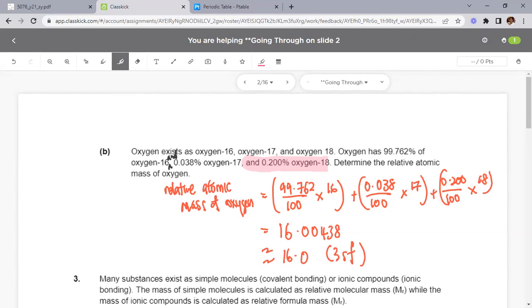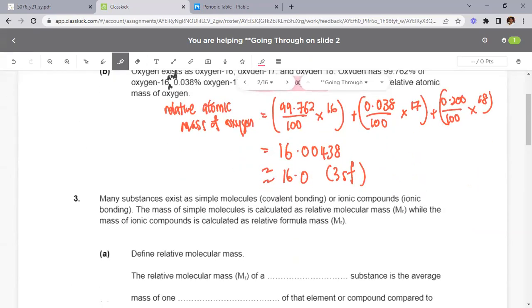So don't always assume that we'll give you all the percentages adding up to 100. We can actually be a bit cheeky and give you something that doesn't add up to 100, because we expect you to calculate the next part. That's where the questions are a bit trickier and cheekier, so just take note of that. Okay, let's go on.